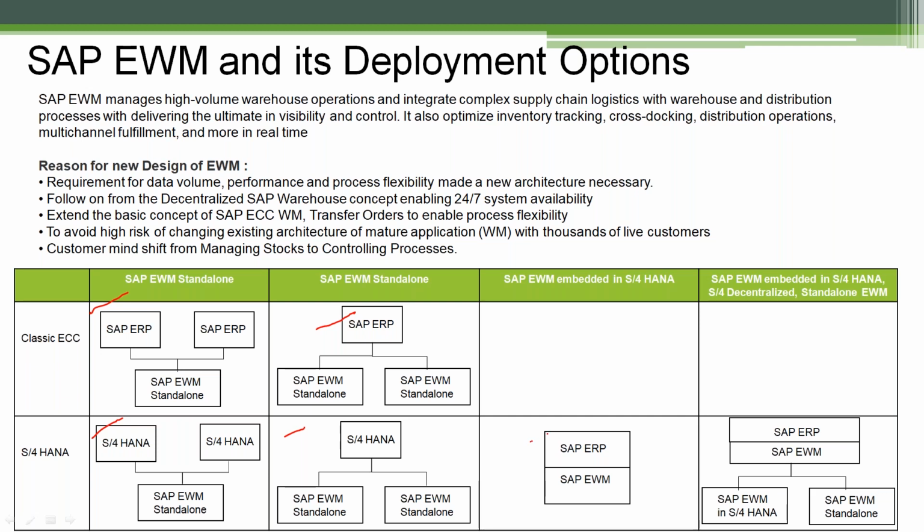We have another deployment option where SAP ERP and SAP EWM can both be part of one instance. With this kind of deployment, we call it an embedded EWM. In the embedded EWM, in the same S4HANA system, we'll have all the ERP modules as well as the EWM system in the same instance. The benefit is we don't need maintenance of two separate servers. In S4HANA, the processing is fast.